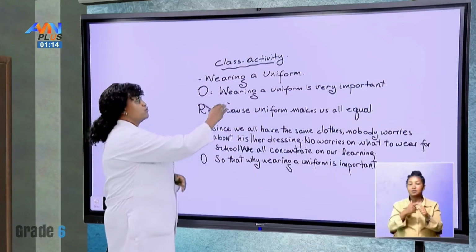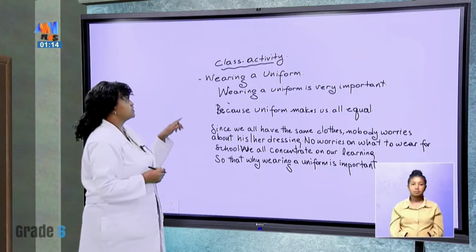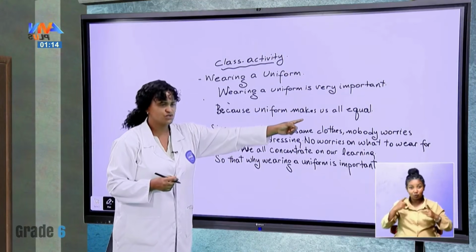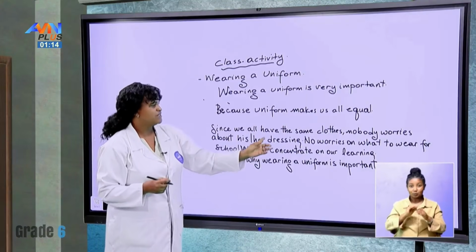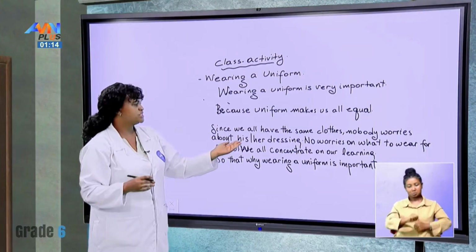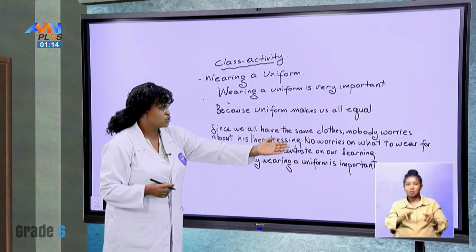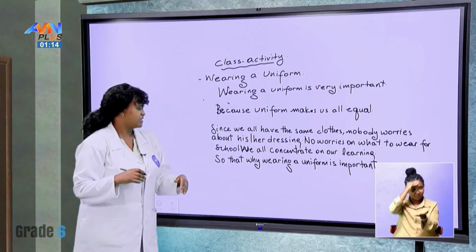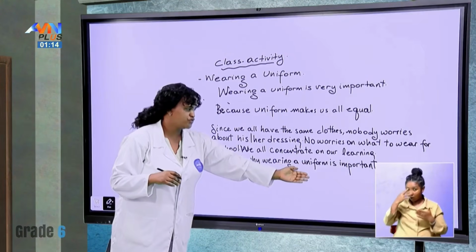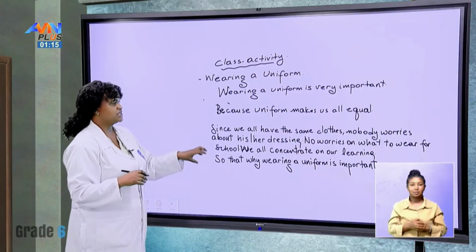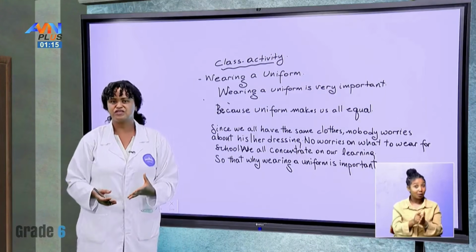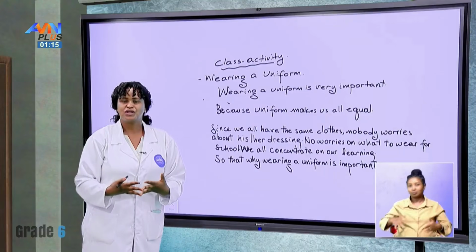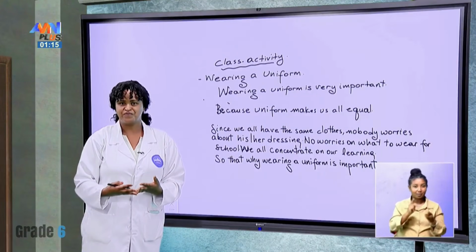So the first one, wearing a uniform. Let's remove this now. So let's go. Look, wearing a uniform is very important because uniform make us all equal. Since we all have the same clothes, nobody worries about his or her dresses. No worries on what to wear for school. We all concentrate on our learning. So that's why wearing a uniform is important. This is a good example of an argumentative paragraph, which we can construct with 3 or 4 minutes, right? So that's all about argumentative paragraph.